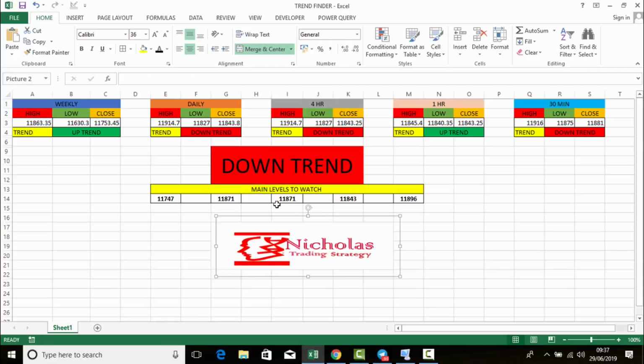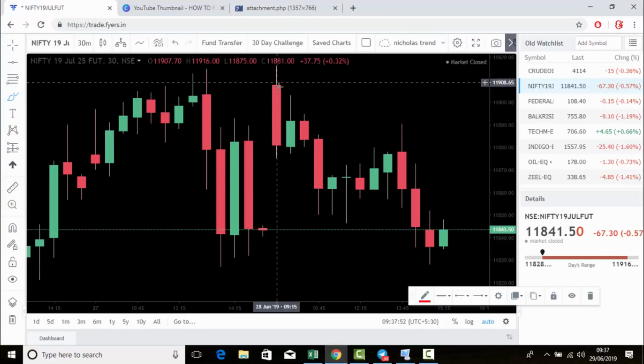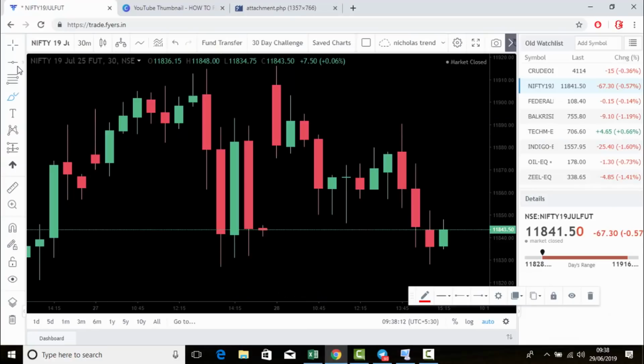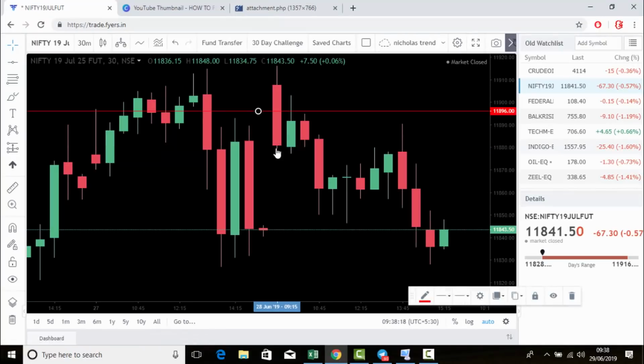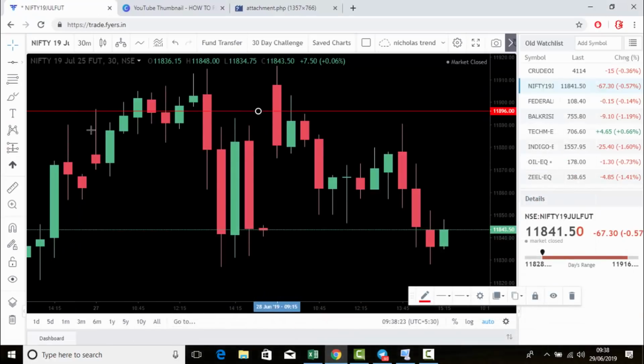And the main levels to watch, this candle also calculates the levels. So let's see. After 30 minutes, just mark where the candle closes. That means 11,881 is the close. So in our sheet, is there any level nearby? 11,896 and 11,871. Just mark them. These are the two nearby levels.